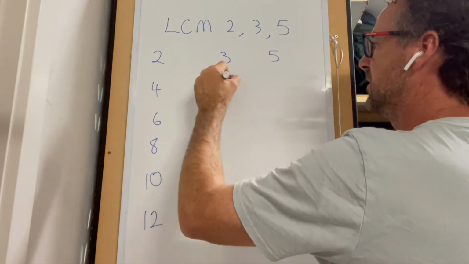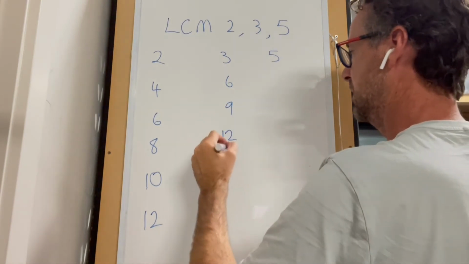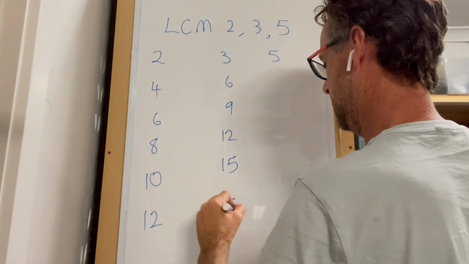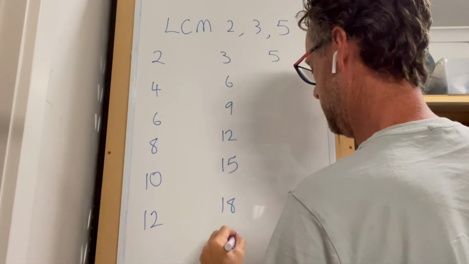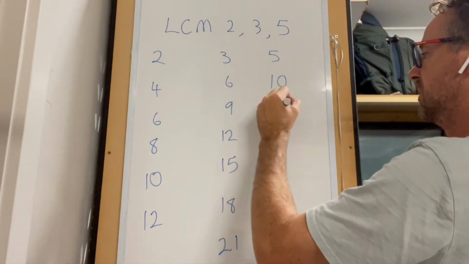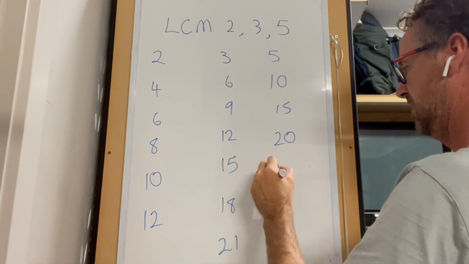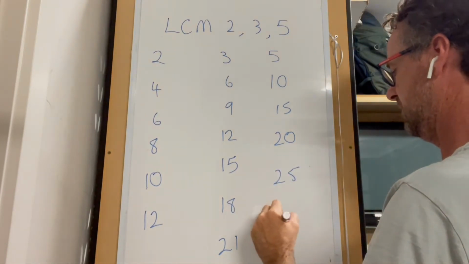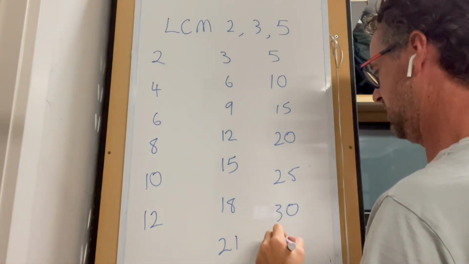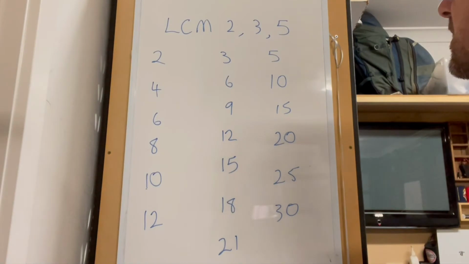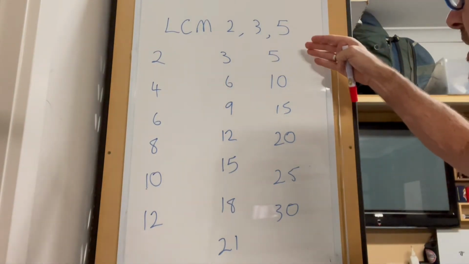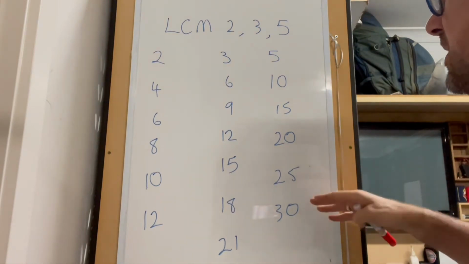And 3, 6, 9, 12, 15, 18, and so you can see here that we're looking for the lowest common multiple, okay? And we're not getting to any of them yet, okay?